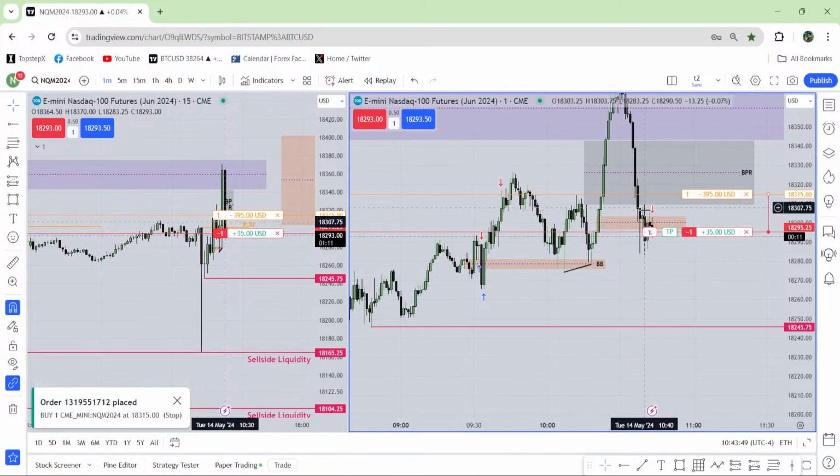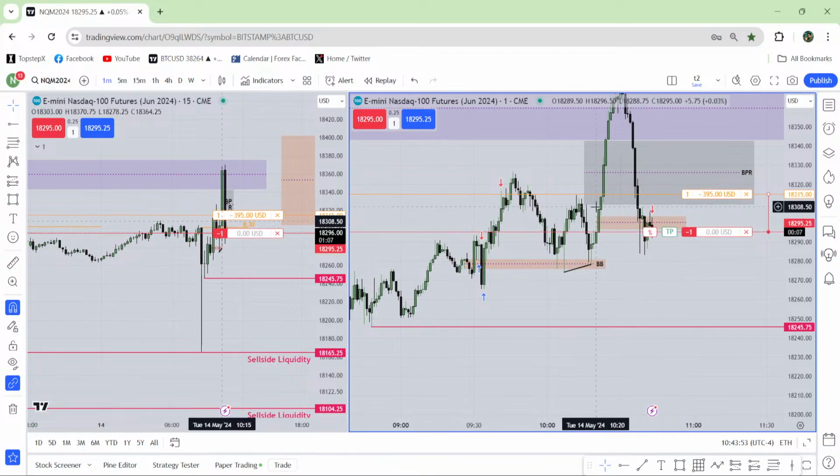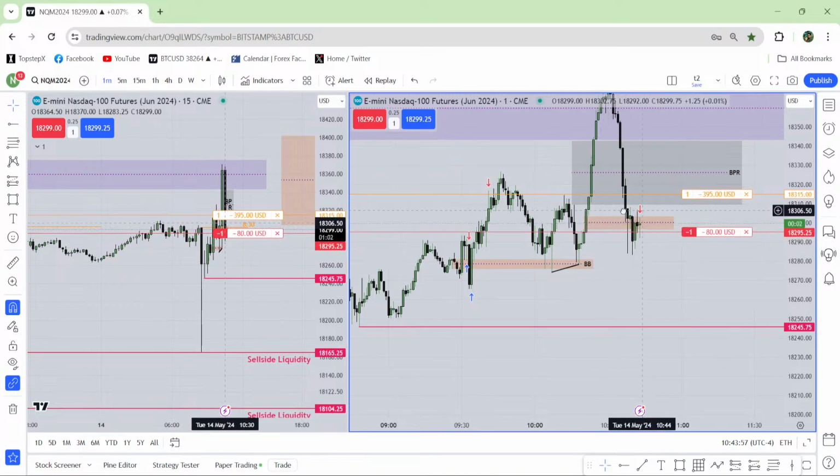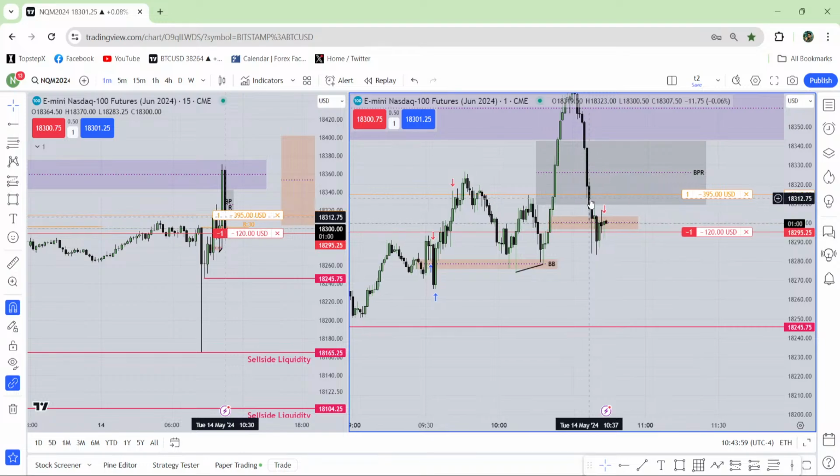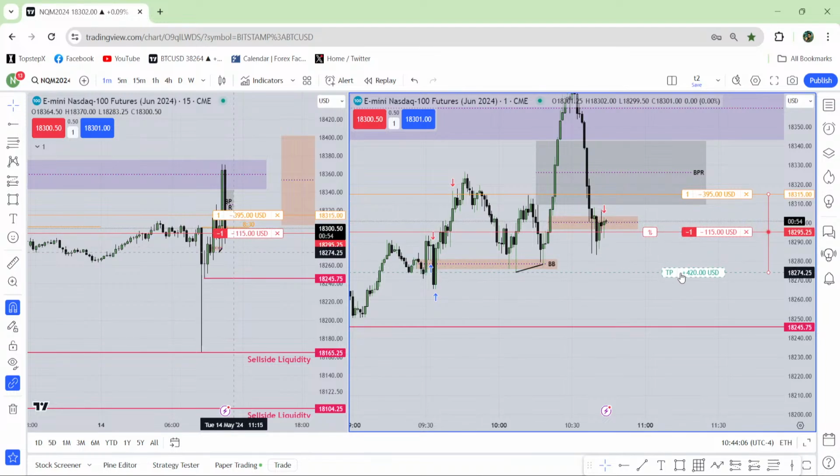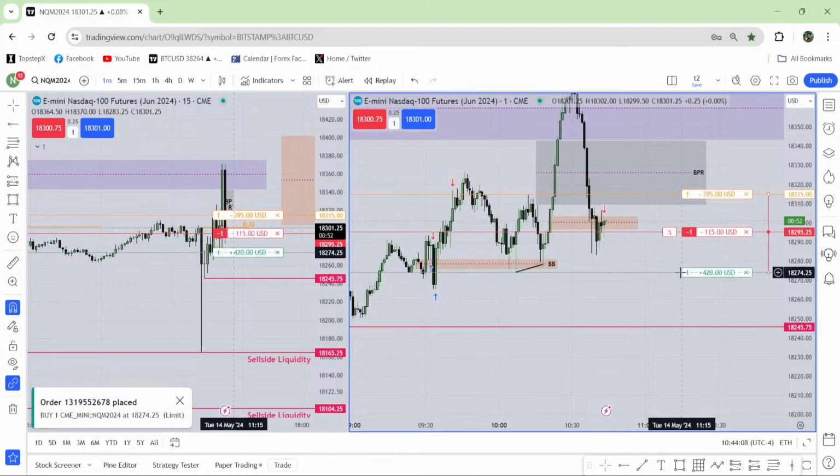If there is no fair value gap, then I will just cover the last fair value gap from the 1 minute chart. If there is nothing, then only this fair value gap. As I can see, there is a fair value gap from the 1 minute chart, so I'm going to cover that fair value gap only. My target is going to be this low so far. Okay, I'm just going to go for that low now.